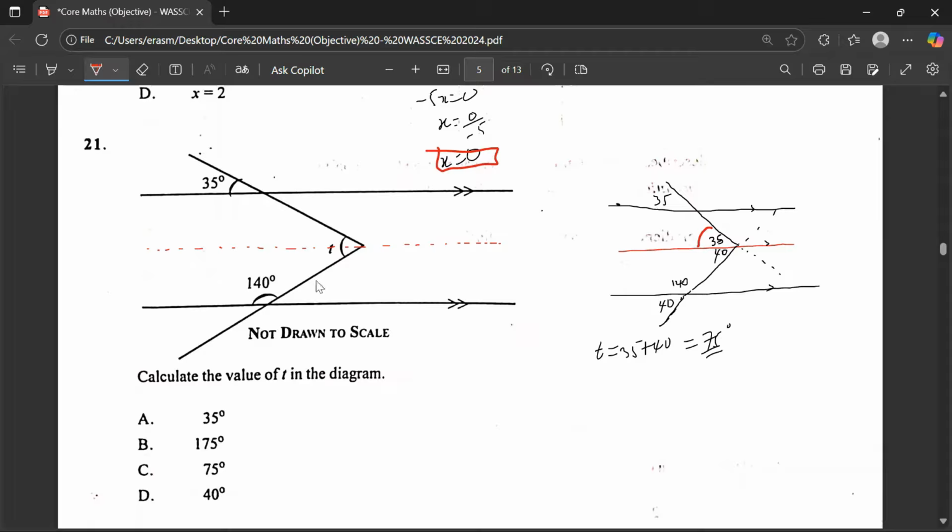Now, 140 and this angle are on a straight line. And so 140 plus this angle equals 180 degrees. That implies this portion is 40 degrees. So we have 40 here. Now, this 40 corresponds to this angle here. And so the sum of these two angles is what is t, right? So t equals 35 plus 40, and this equals 75 degrees. So the right option is option C.